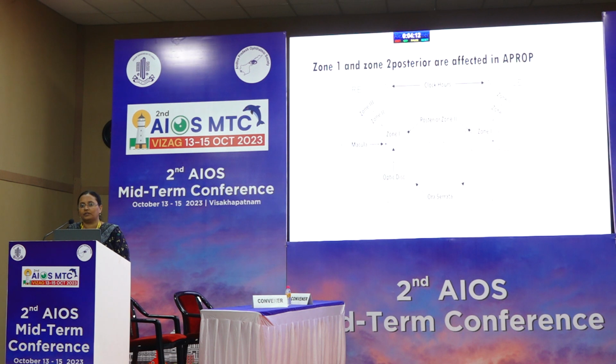Why is it important? Because unlike the other staged ROP, APROP directly goes into stage 5 and the patient may have blindness because of the undetected APROP.